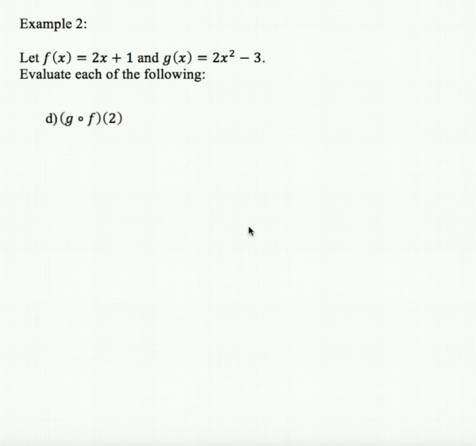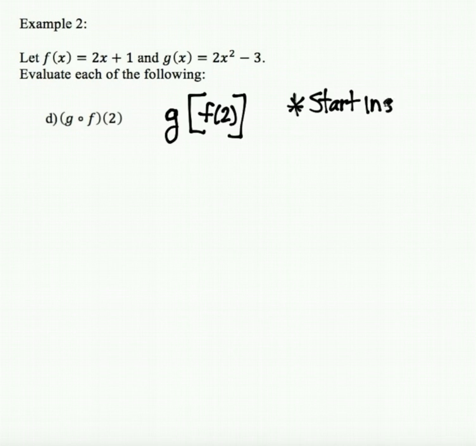Now we're moving on to a composition of functions. So let's look at what they're asking us for. They're asking us for g of f of 2. So I'm going to again write this in the notation that I prefer, g of f of 2. Okay? So you want to start on the inside. Start on the inside. So that means what I'm going to do is I'm first going to evaluate f of 2.